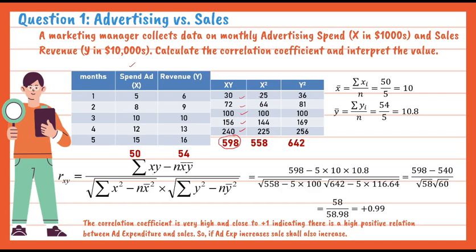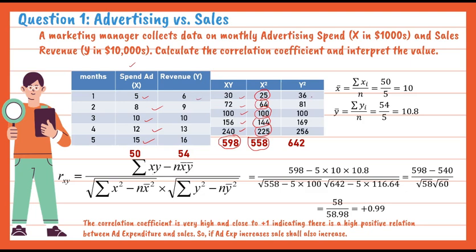We also require X square because the denominator needs summation of X square. So 5 square is 25, 8 square is 64, 10 square is 100, 12 square is 144, and 15 square is 225. Then we add them up, and this is 558.